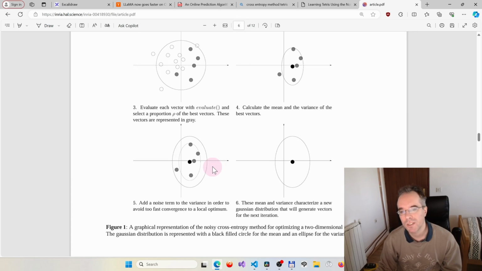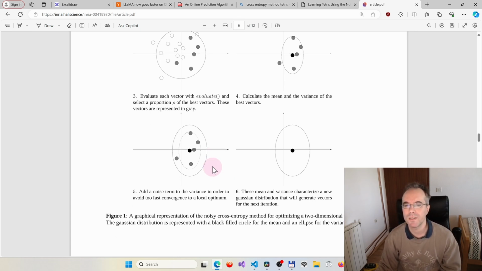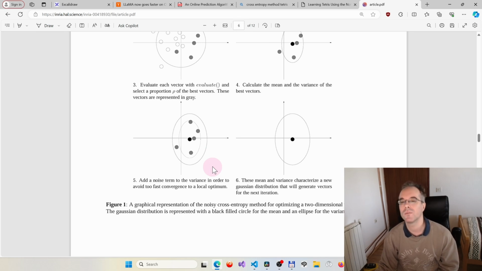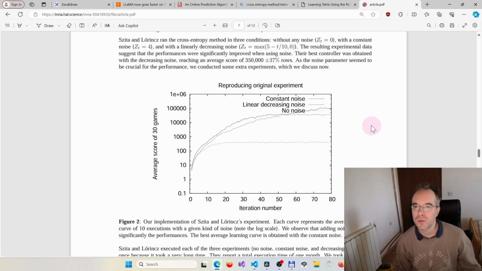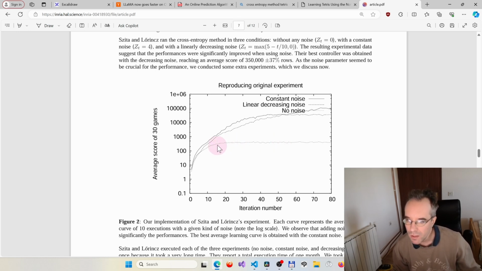This paper was published in 2009. Let me just pause a bit so I can see whether there is anything of more interest in this paper. Oh, here is an interesting graph on page 7. What they're doing here is reproducing the original experiment, and all these lines represent the same algorithm but with different noise levels. This line at the very bottom is the algorithm run without any noise. It converges prematurely. With constant noise, it actually does a bit better than with linearly decreasing noise.